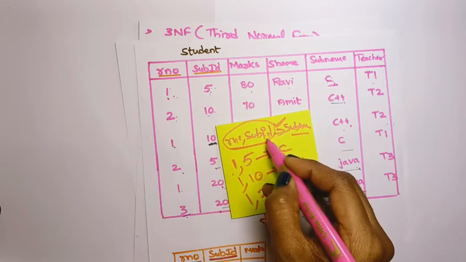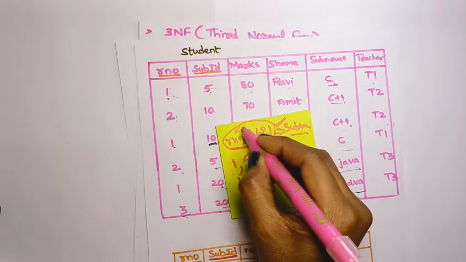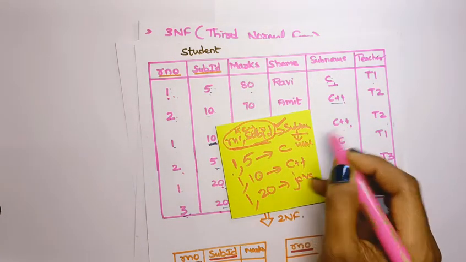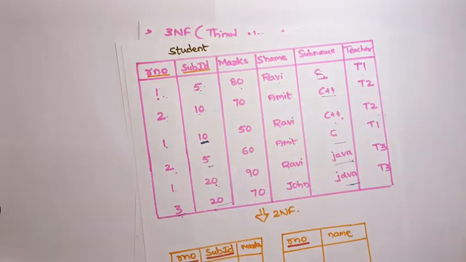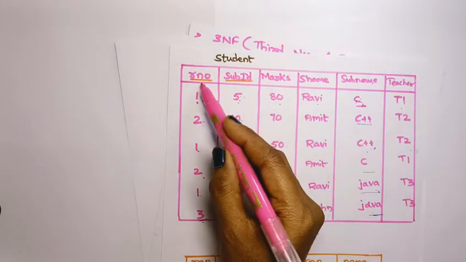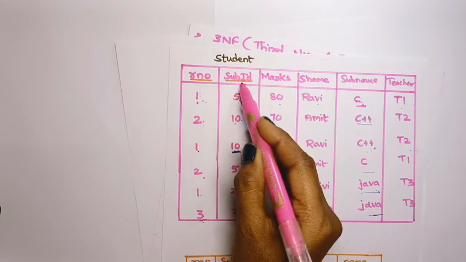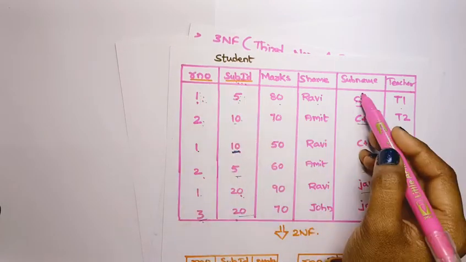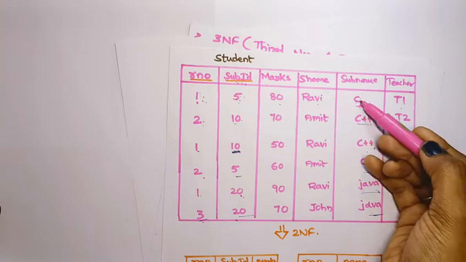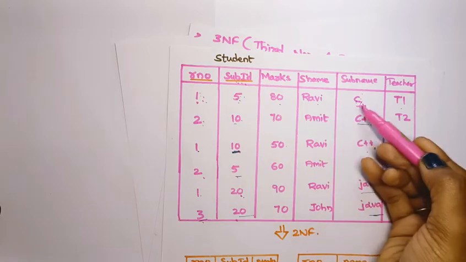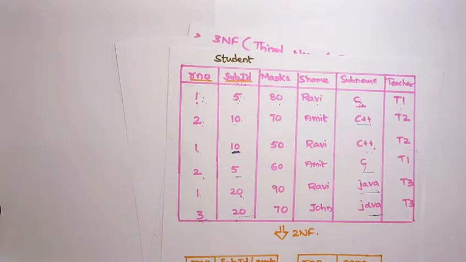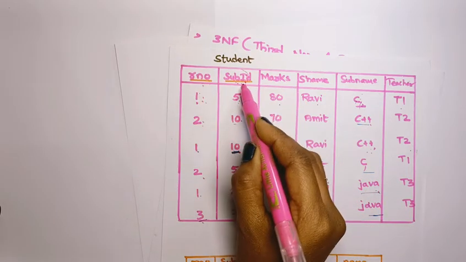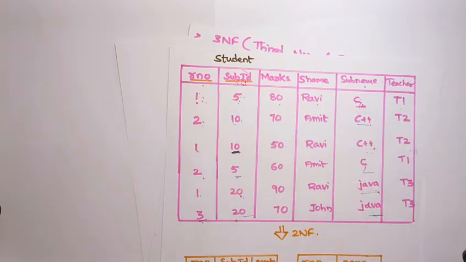Now, roll number and subject ID both are the key attributes, and subject name is nothing but a non-key attribute here. Alone with the roll number, you cannot identify the subject name of the student. Why? Because Amit joined for C and C++ and Java. So with the combination of roll number and subject ID, you can tell what his subject name is.